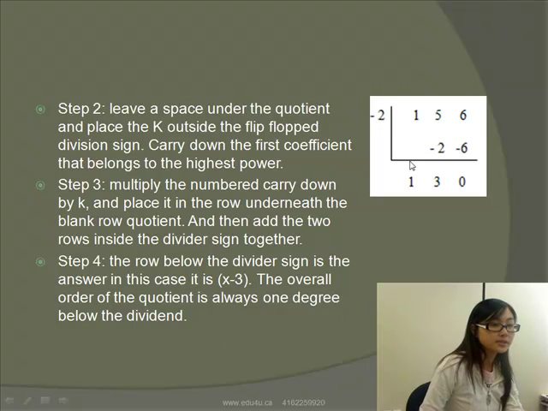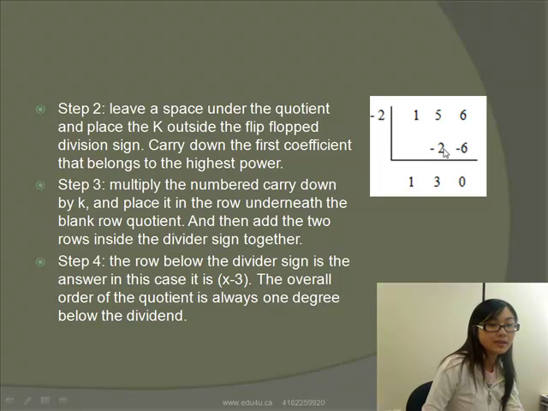In step 2, we leave a space underneath for the quotient, which is here, and place k outside the division sign. Carry down the first coefficient that belongs to the highest power. The highest power was x squared, so the highest power is 2. So we bring down this 1.